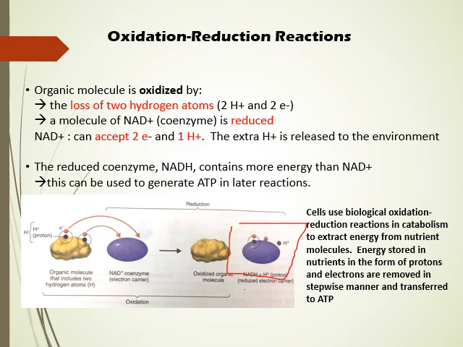Cells use biological redox reactions in catabolism to extract energy from nutrient molecules. The energy stored in the nutrients is in the form of protons and electrons, which are removed in a stepwise manner and transferred to ATP. That is oxidative phosphorylation in the electron transport chain to produce ATP. So NADH is an important electron carrier, an important molecule that carries electrons, which has high energy.